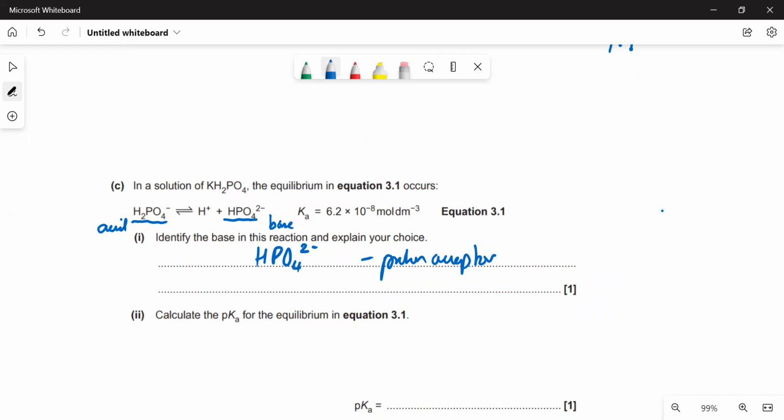When the reaction goes backwards, calculate pKa for the equilibrium there. Well, pKa is simply equal to the minus log of Ka. So that's the minus log of the value they give us there, 6.2 times 10 to the minus 8, which gives us a value of 7.2, to 2 dp. So 7.2.